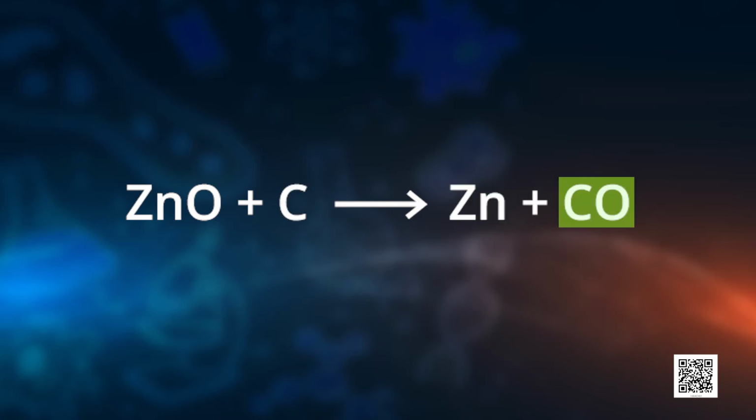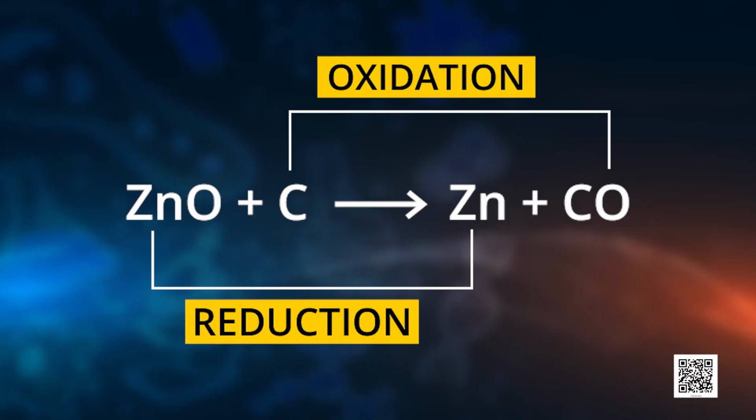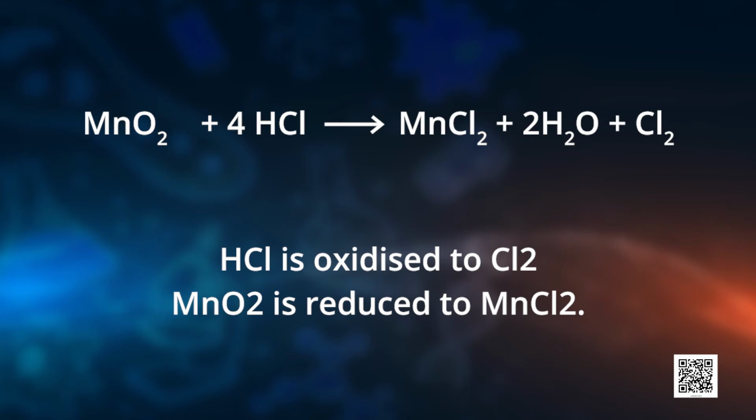Now what is happening in this reaction? In this, carbon is oxidized to carbon monoxide and zinc oxide is reduced to zinc. And look at another reaction where we have manganese oxide reacting with acid. Which acid is it on the screen? Yes, it's hydrochloric acid. So when manganese oxide reacts with hydrochloric acid, we are getting three products. We are getting manganese chloride, water and chlorine gas.